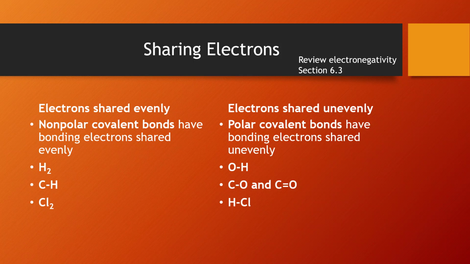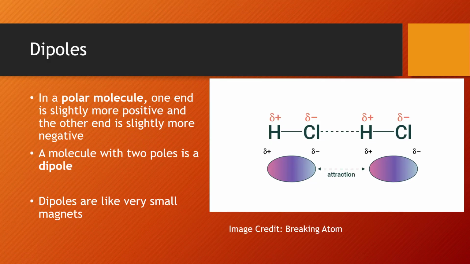Polar covalent bonds are when you have uneven sharing of electrons. So for an oxygen-hydrogen bond, the oxygen gets the electrons more often than the hydrogen does. Carbon and oxygen do not share equally, so the oxygen will get more of the electrons than the carbon. And these make polar molecules. So polar molecules have one end that's slightly more positive and the other end slightly more negative, so they're kind of like a mini magnet. So the molecule with two poles is called a dipole. If it had more than two poles, it'd be like a tripole or something, but let's not look at that.